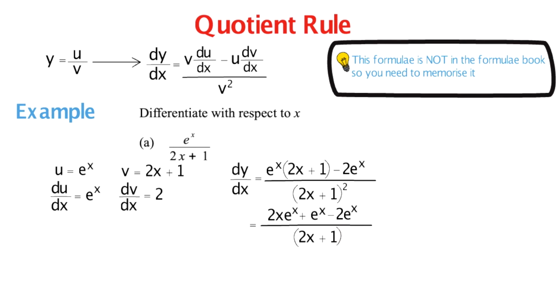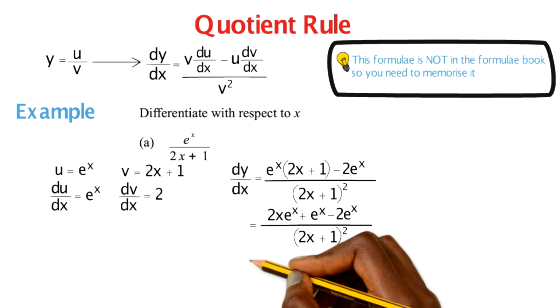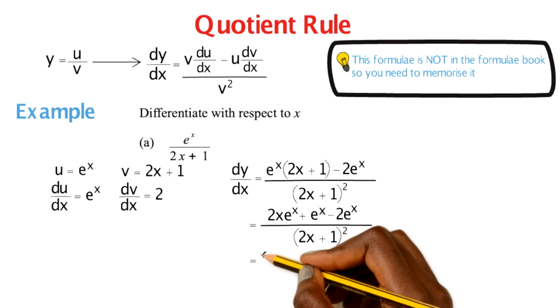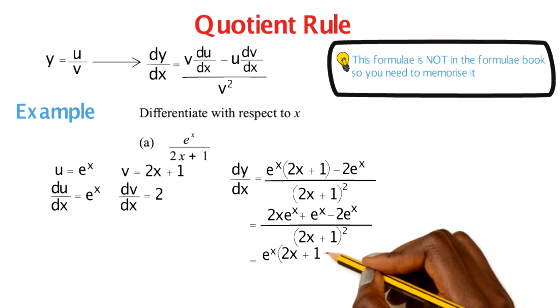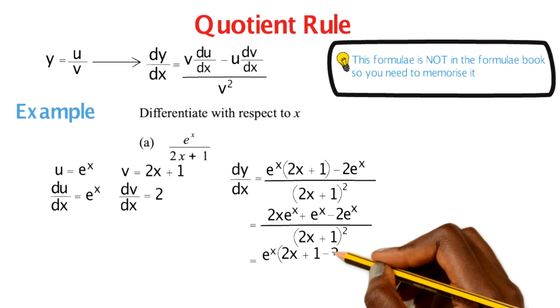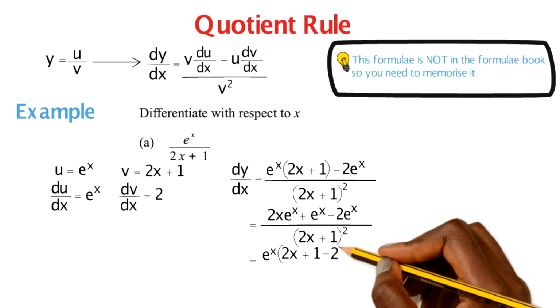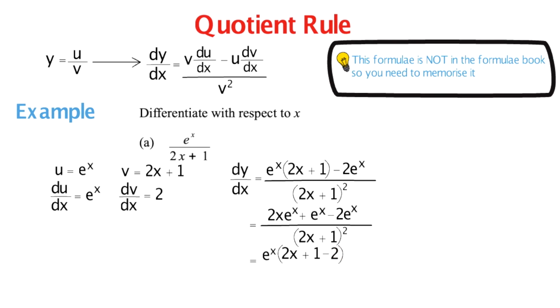Then we can see that the numerator all have a common factor of e to the power of x, and so we can factorize, single bracket factorization, put e to the x on the outside of the brackets, and inside the brackets that would leave us with 2x plus 1 minus 2. And again, I can't see anything to give a reason to expand the denominator, so we're going to keep it the same.